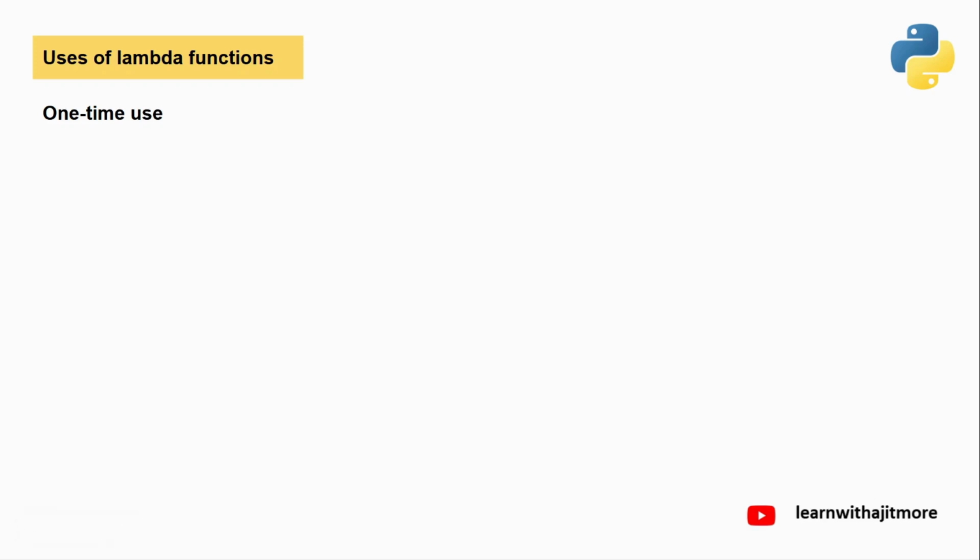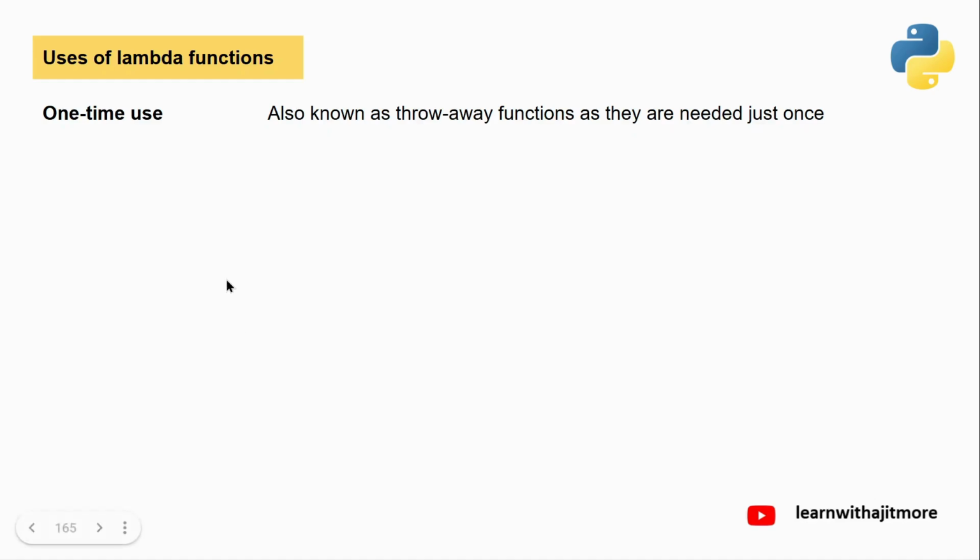Because they are anonymous, they don't have a name. So directly you can pass that function to some other function. The other function will use it. Once that other function is over, that function is lost. So for one-time use, that time it is useful, also known as a throwaway function, as they are needed just once. Then lambda can be used when you want to pass a function as an argument or return a function. There also you can make use of lambda.